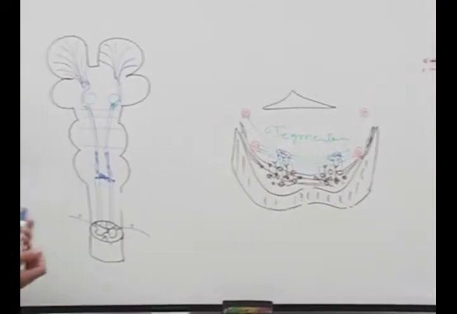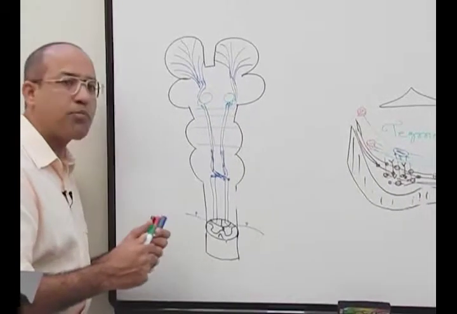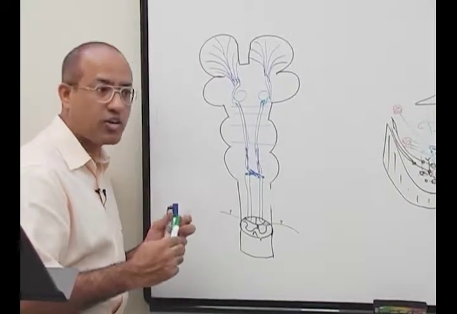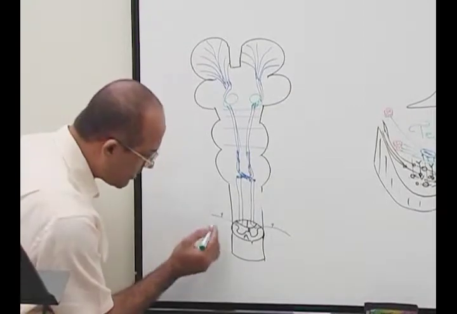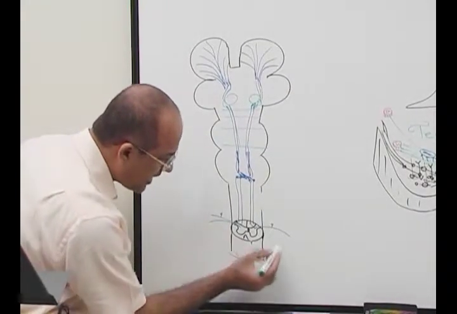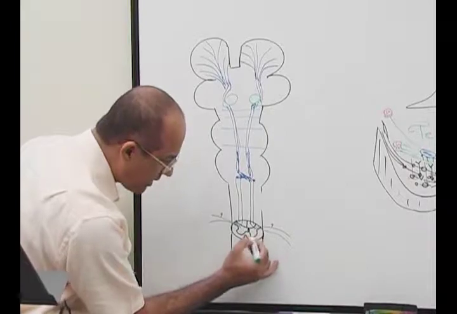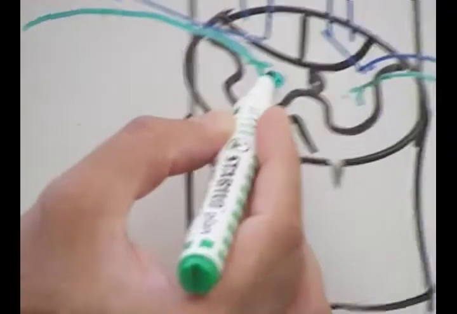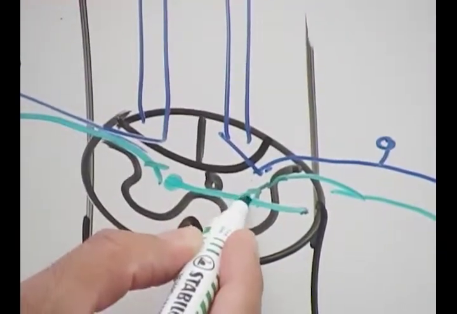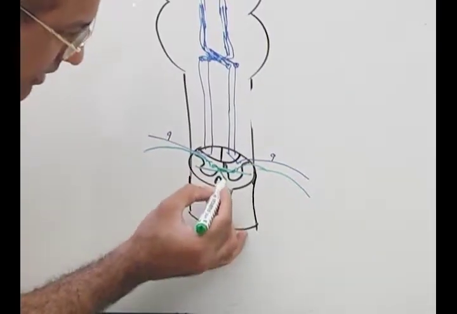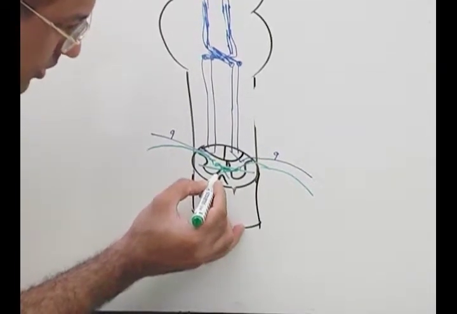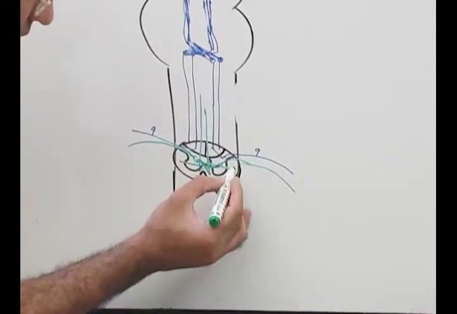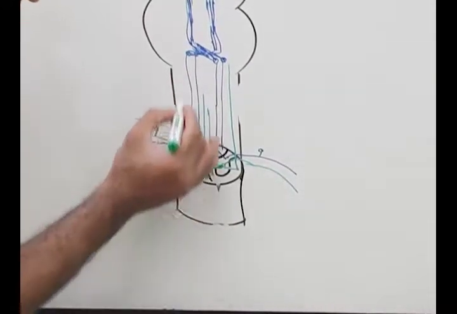Now, another ascending system is for pain, temperature and crude touch, which is the anterior and lateral spinothalamic system. Let me explain. These are the pain and temperature fibers entering into, what is this? Spinal cord. They terminate here, and from here, second order neurons cross as lateral spinothalamic and anterior. Now these are the anterior, what are these? Spinothalamic system going on.